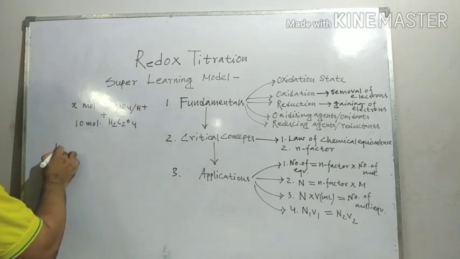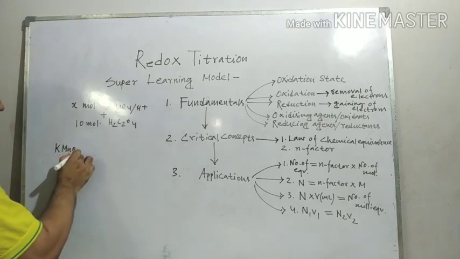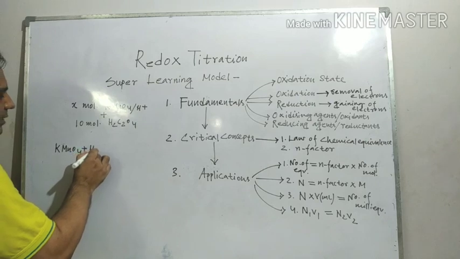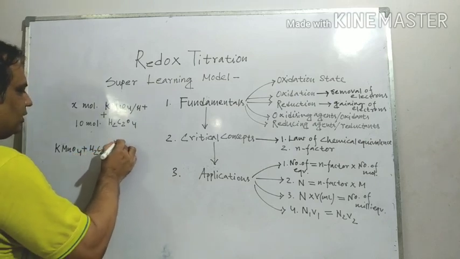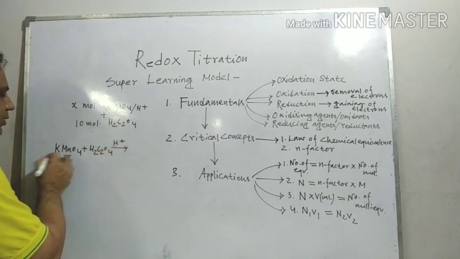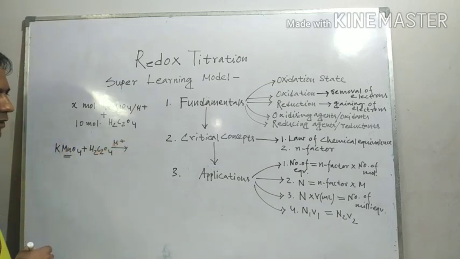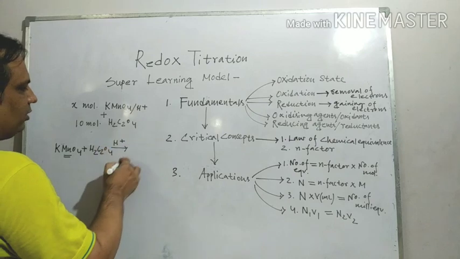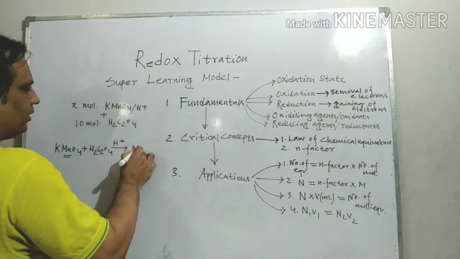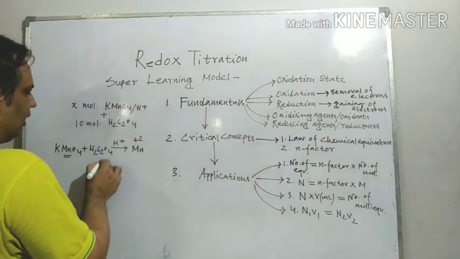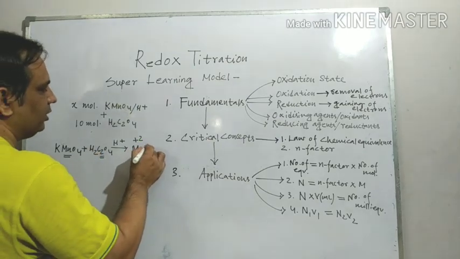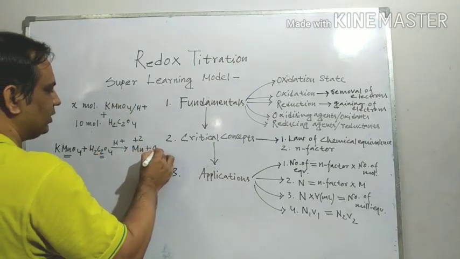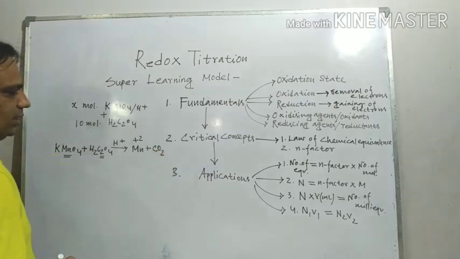If you consider the reaction of KMnO4 and oxalic acid in acidic medium, there will be a change in the oxidation state of manganese in KMnO4. It will be converted to Mn plus 2, and there will be a change in the oxidation state of carbon. It will be converted to basically CO2 in this reaction.